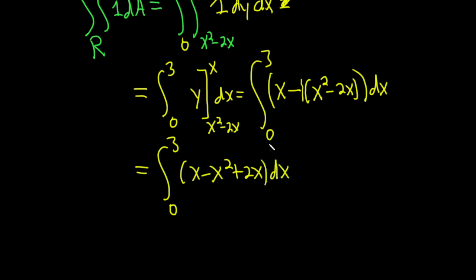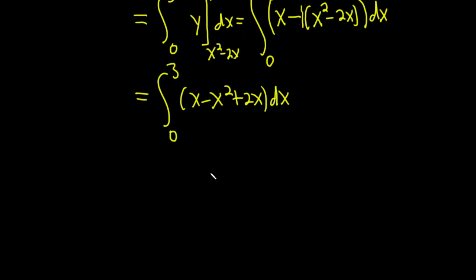So x minus x squared. And then there's really a negative 1 here, so we distribute that, we get plus 2x dx. Okay, everything looks okay. So then we're going from 0 to 3. x plus 2x is 3x. So this will be 3x, and then minus x squared, so minus x squared dx. Really nice.